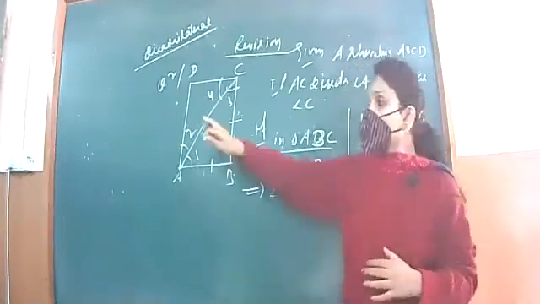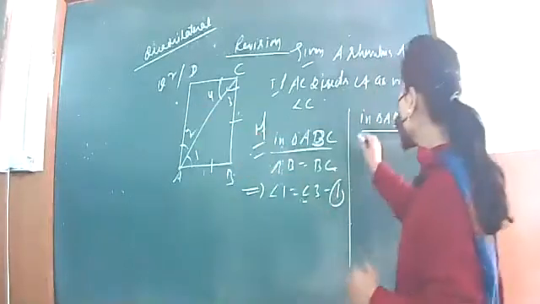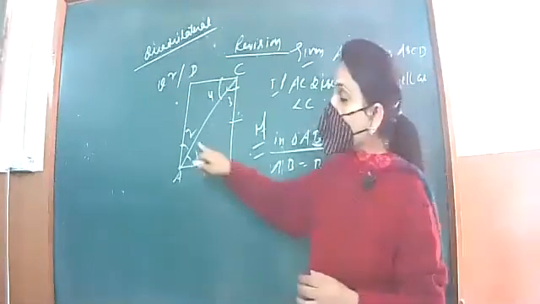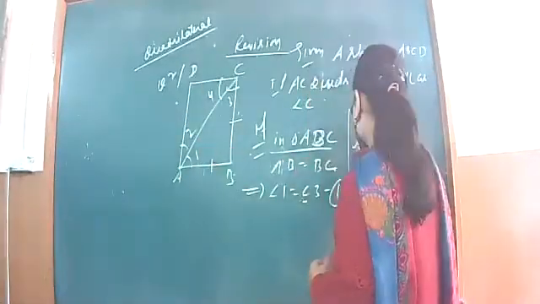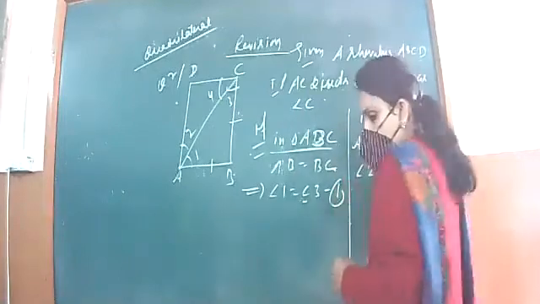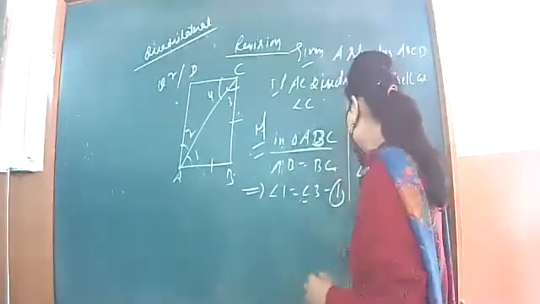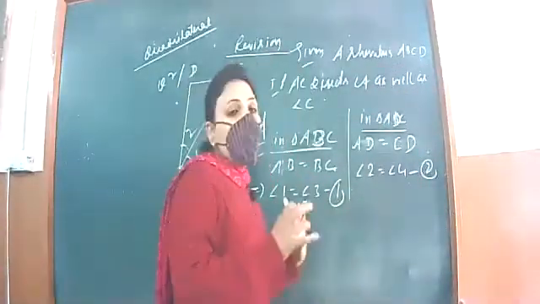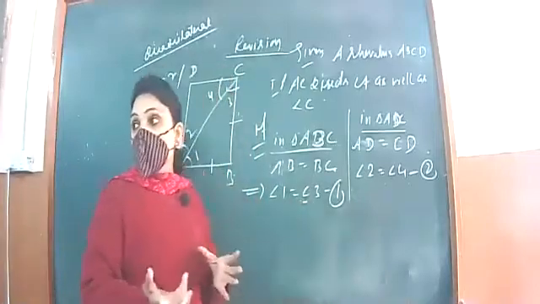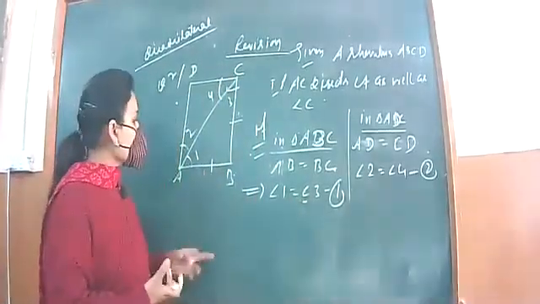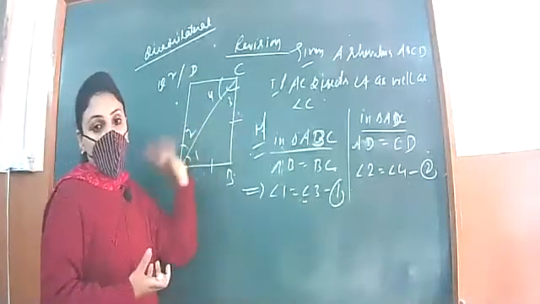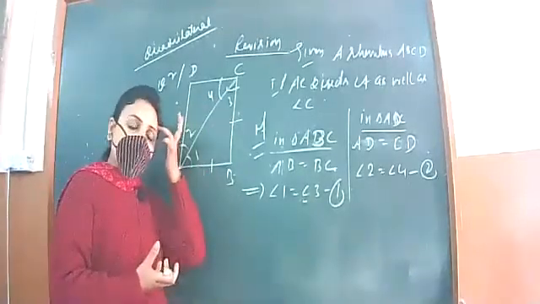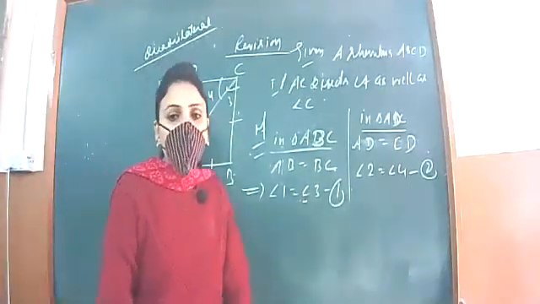On the other hand, if I look at triangle ADC, in triangle ADC too, AD is equal to CD. So again, angle 2 is equal to angle 4. This is equation number 2. So we have two equations, 2 is equal to 4, equation number 2. Now, by doing this, we are not able to reach what we want to find. We want to reach 1 is equal to 2 and 3 is equal to 4, and right now we have 1 is equal to 3 and 2 is equal to 4. That means something still needs to be done to reach our target.